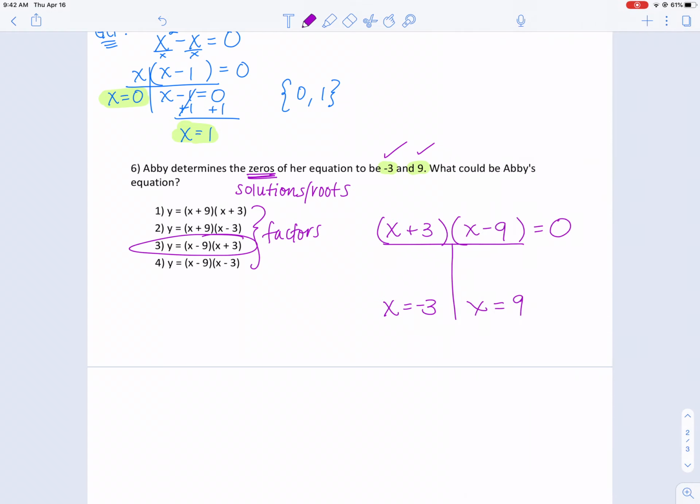And again, it's just opposite signs, factors to solutions, factors to roots, opposite signs. Because if I took x plus 3, set it equal to 0, and x minus 9, set it equal to 0, what would you do? You would minus 3. Here you would add 9, and you would get x equals 9, x equals negative 3.